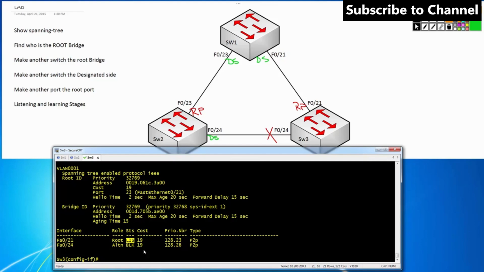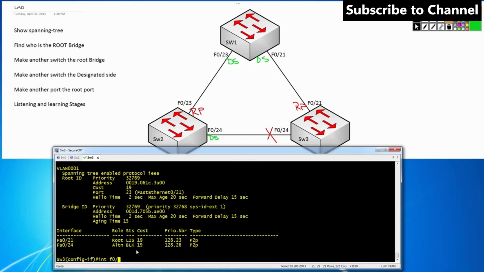Now, how do we find the root bridge? That's a good question. You're sitting here on switch 3. How do I find the root bridge? Well, we know it's a cost of 19. How do we get that cost of 19? What were the 2 ways? Well, I only explained one, so we're going to do that one first.